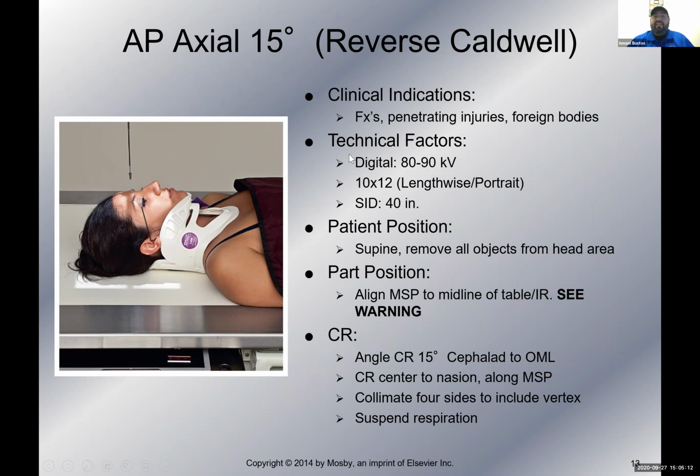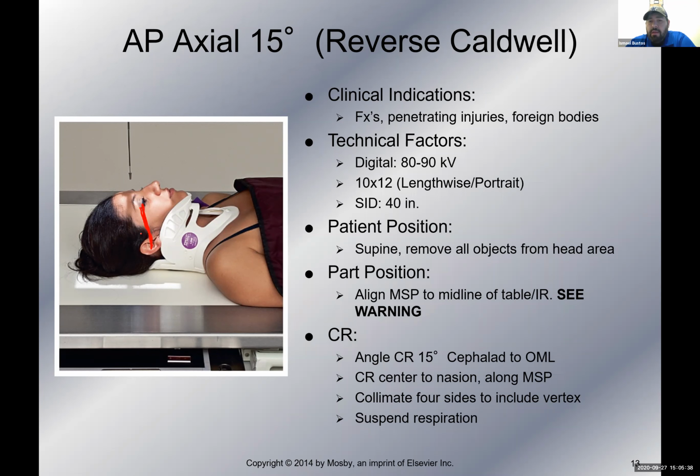Next projection is the AP axial 15-degree reverse Caldwell. This is on the same page, page 590. Position is the same, because we have the patient as a trauma. They're going to be on their back, C collar on, and the head's in the same area. So we're going to leave the patient as is, and we're going to look at the OML. We see the OML here. It's got a little bit of an angle. It's not perpendicular to the image receptor.